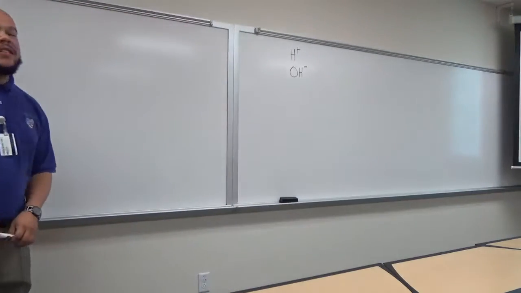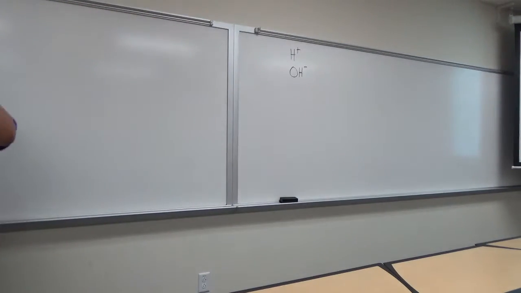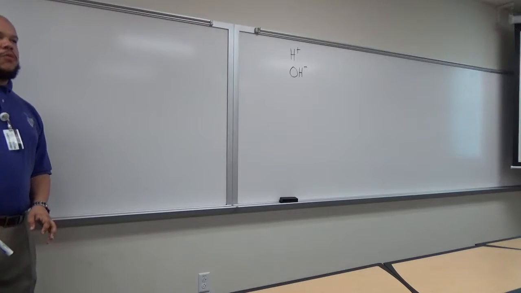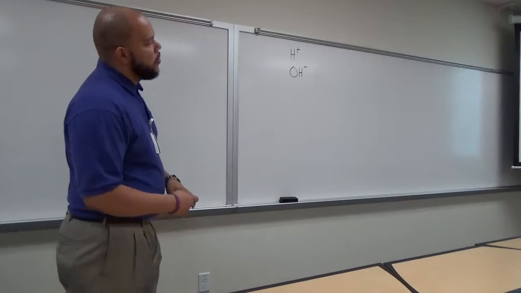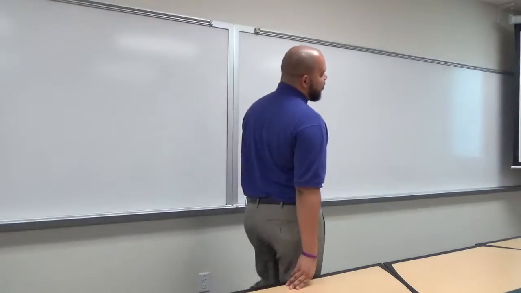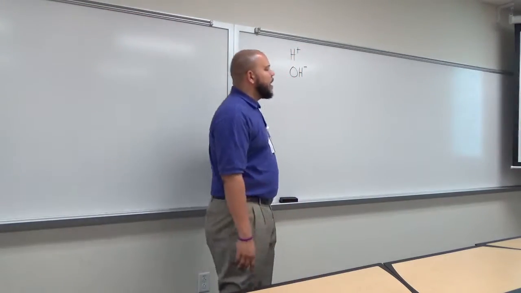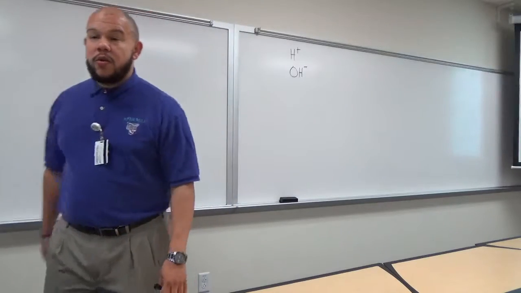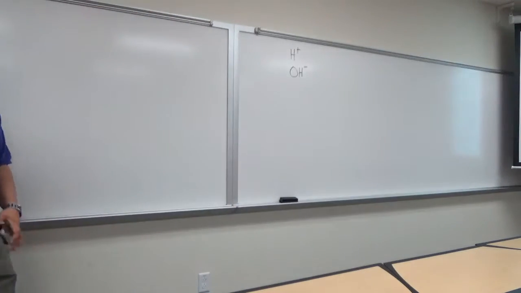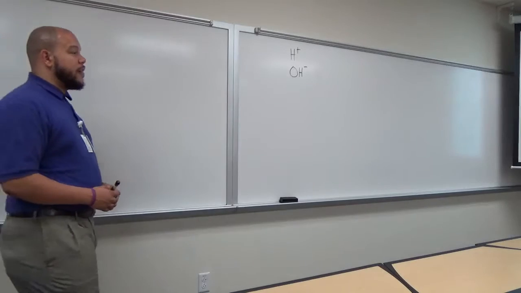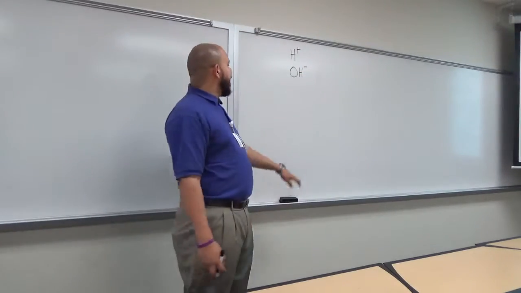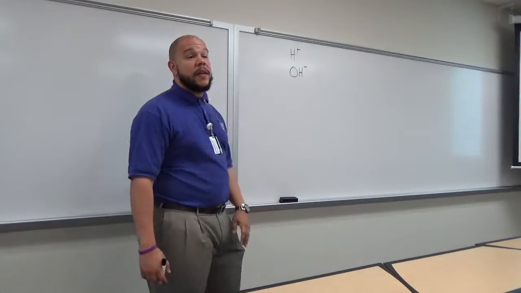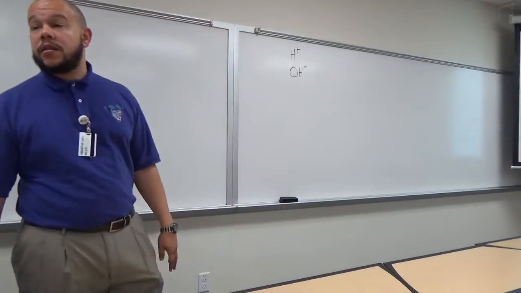So Bronsted and Lowry said, let's make it even more general. Still cover all our bases with Arrhenius, but make the statement a little differently. And now they came up with the idea of a proton donor or acceptor. A proton donor is one that will give up an H plus, and a proton acceptor is something that will want to accept an H plus.